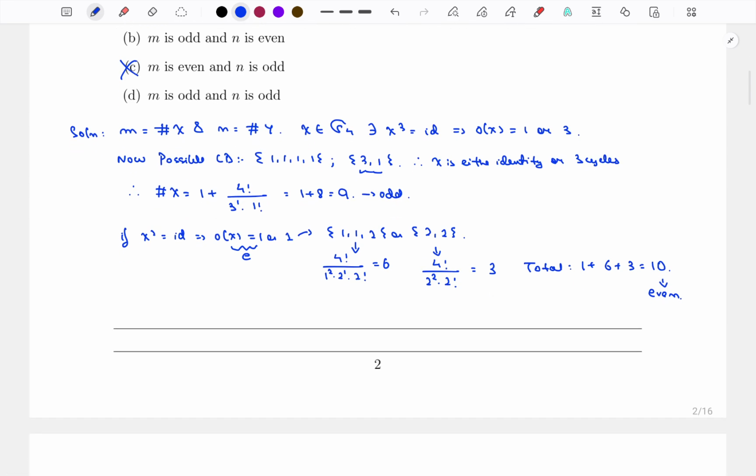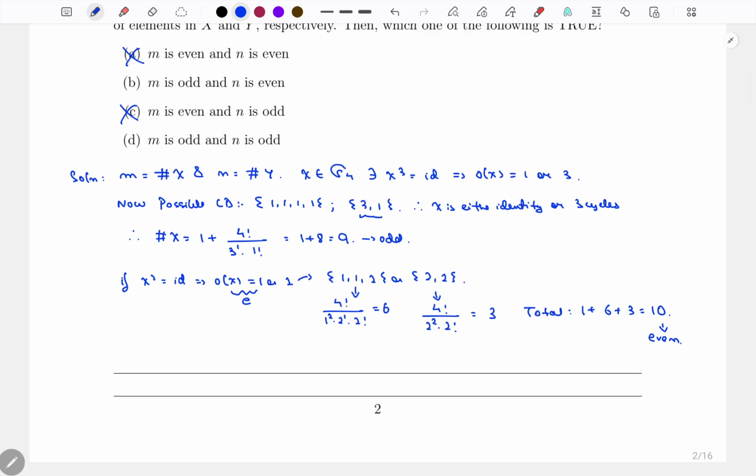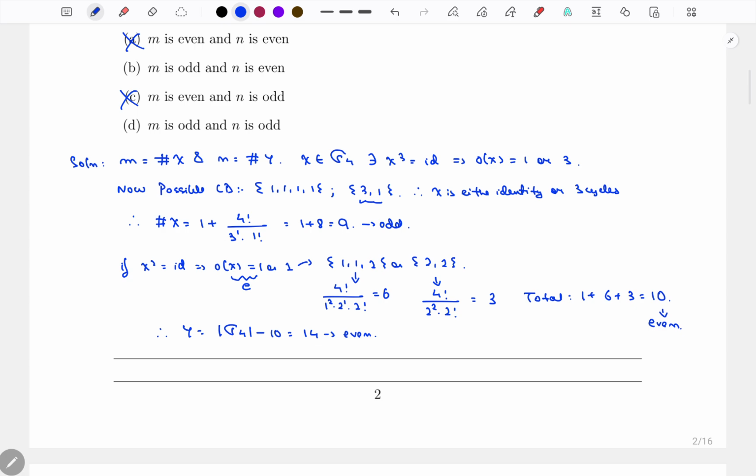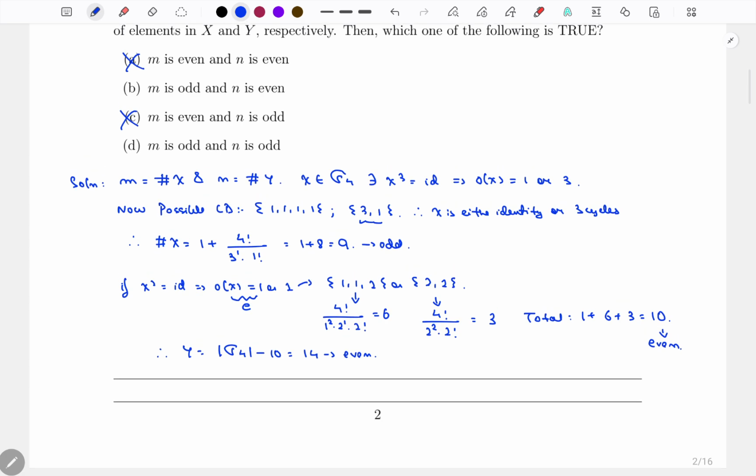So we accounted for all the elements which have order 2, or which are not in Y. So Y must have cardinality of S4 minus 10, which is 14. So this is even. Extremely sorry. Nevertheless, we still got the answer, but that was a wrong approach, as we just saw. So n has to be even and m has to be odd. So option B should be the correct answer.